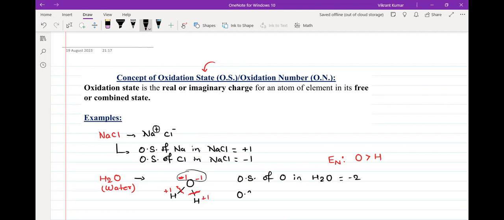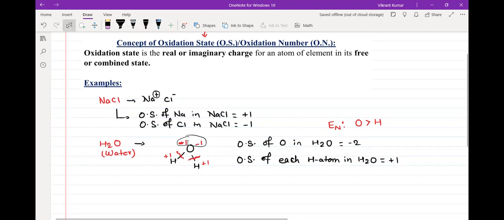Now, if I ask you what is the oxidation state of H, तो क्या बोलोगे? +2. No, it will always be reported in per atom terms. So we'll say oxidation state of each H atom is +1, right? So then we'll say it is +1. Is it okay? Any doubt up to this point?